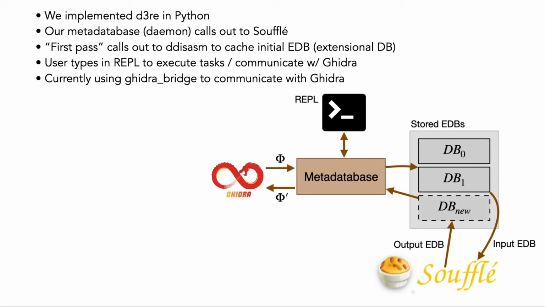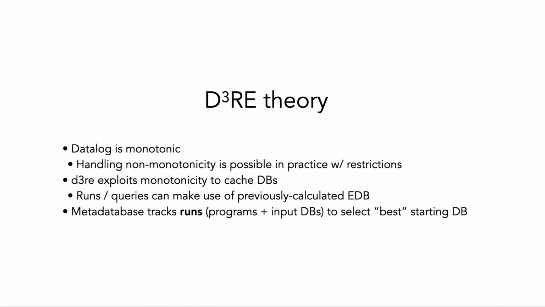This communication happens using protobufs under the hood to anticipate scalability going forward. We want to be able to ship large amounts of facts and databases between the metadatabase and the REPL that's going to be able to then visualize those facts using Ghidra. We're currently using a plugin using Ghidra Bridge to communicate with Ghidra. However, this is a pretty poor solution because it requires a lot of security compromises. And going forward, one of the first things we plan to do is to replace Ghidra Bridge with our own custom Ghidra extension.